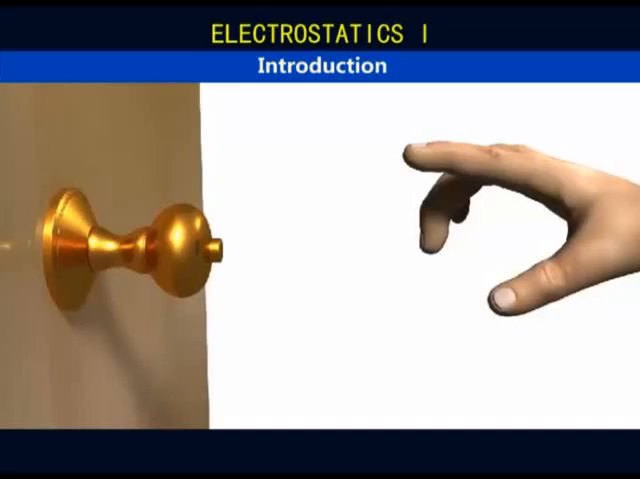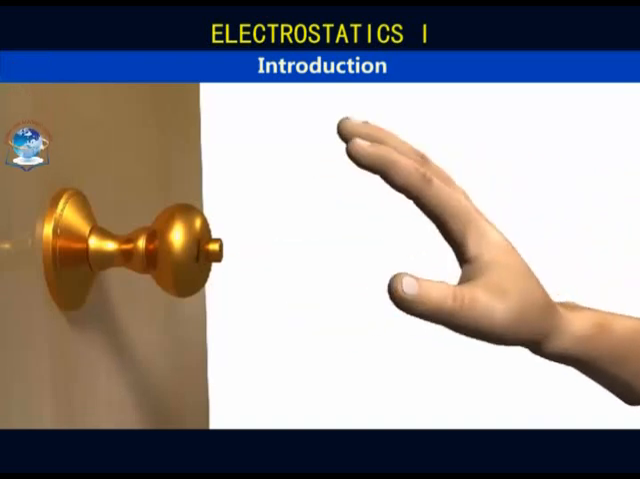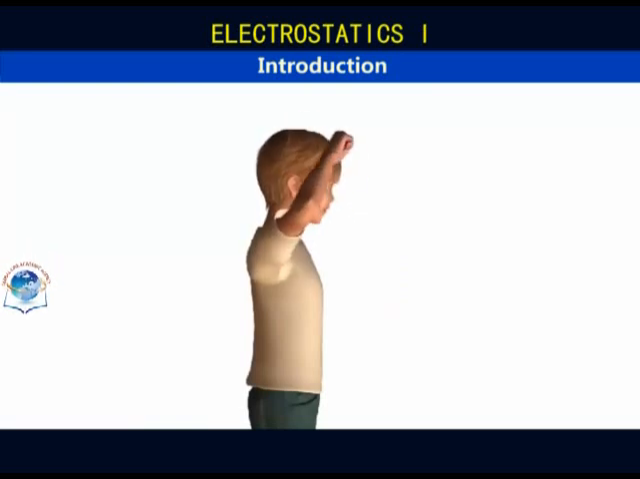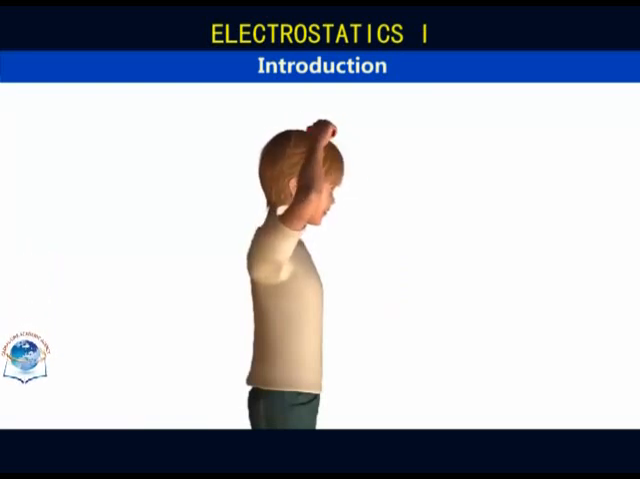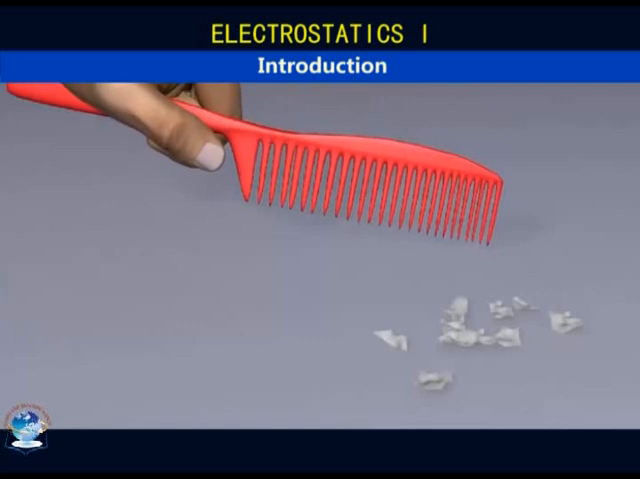Next chapter, Electrostatics Part 1. Now, sometimes when you touch a metallic doorknob or any metallic object, you might experience a mild shock. We also know that when a plastic comb is rubbed against dry hair, it begins to attract small pieces of paper.